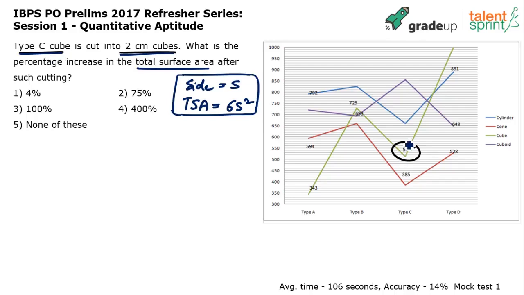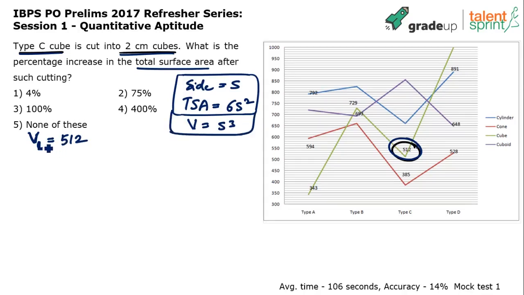Now, what has happened here? There is a cube type C where the volume is 512, right? So let me explain the solution for this one. Let's say there is a larger cube and a smaller cube. The volume of the larger cube is given as 512 centimeter cube. Now, this larger cube has been cut into 2 centimeter cubes. First of all, what is the volume of a cube, by the way? Volume of a cube is side cube, right? This is another formula that we need to know.